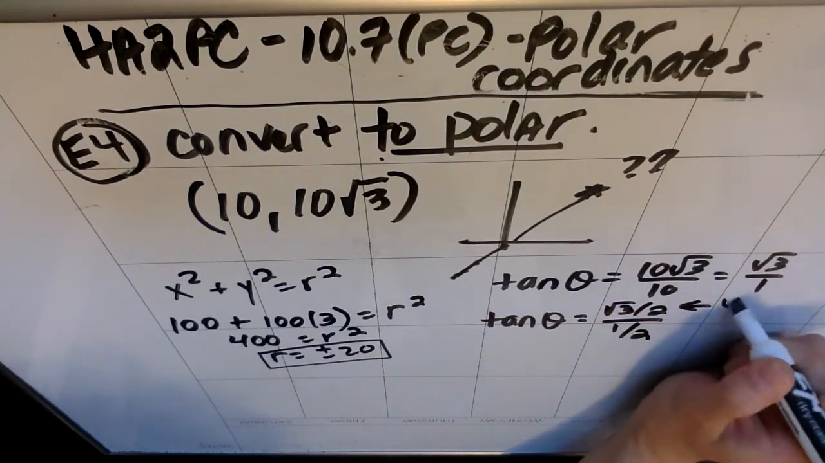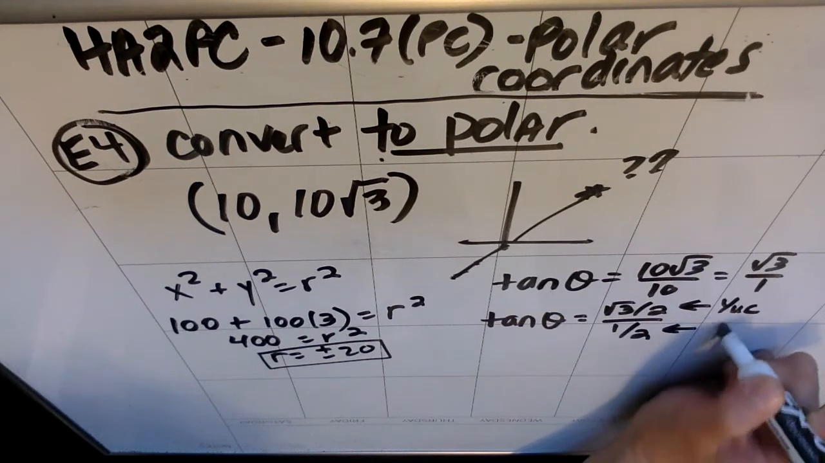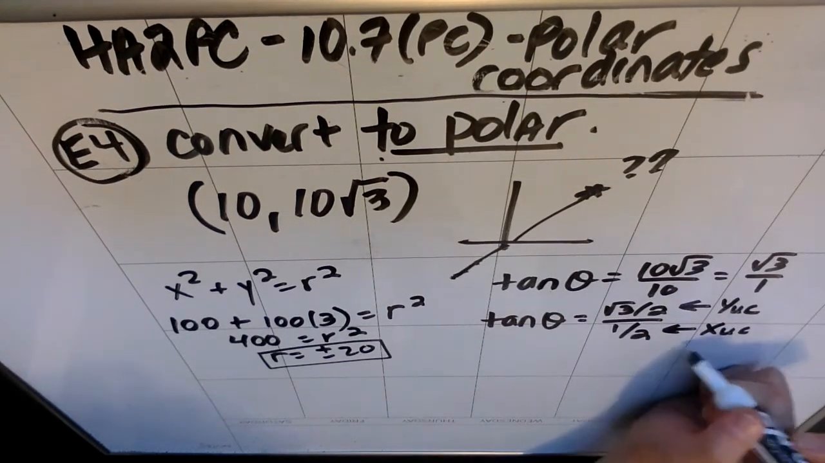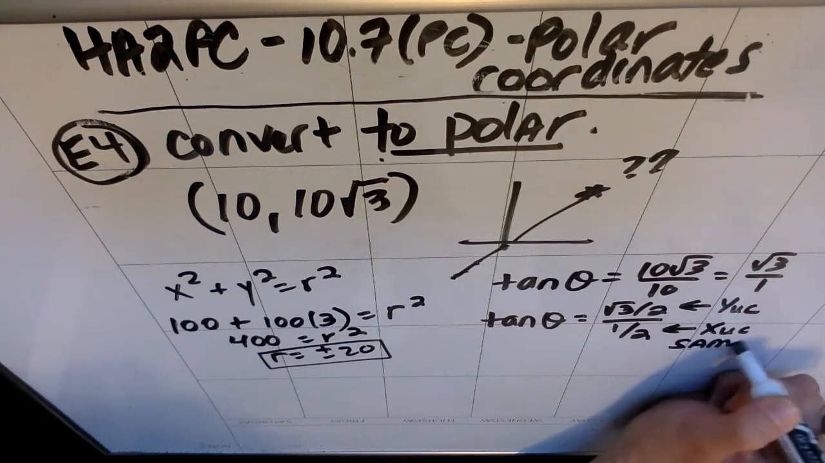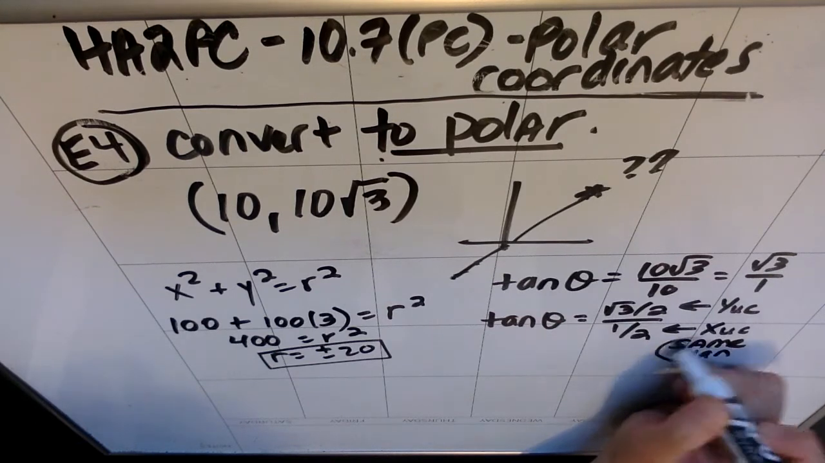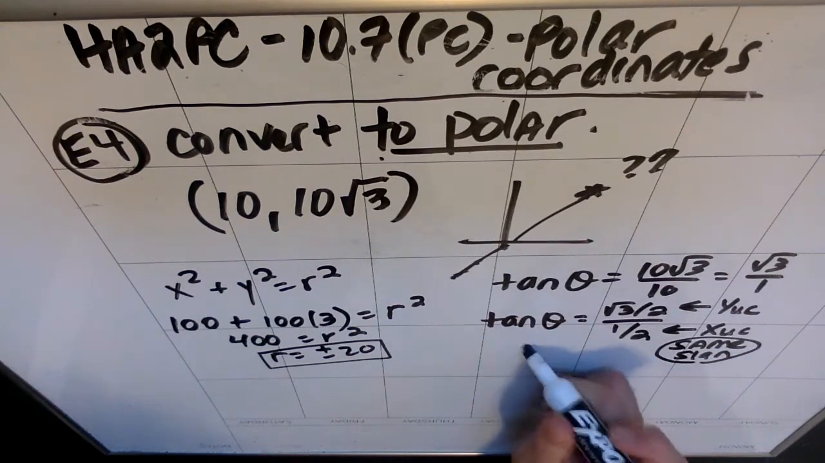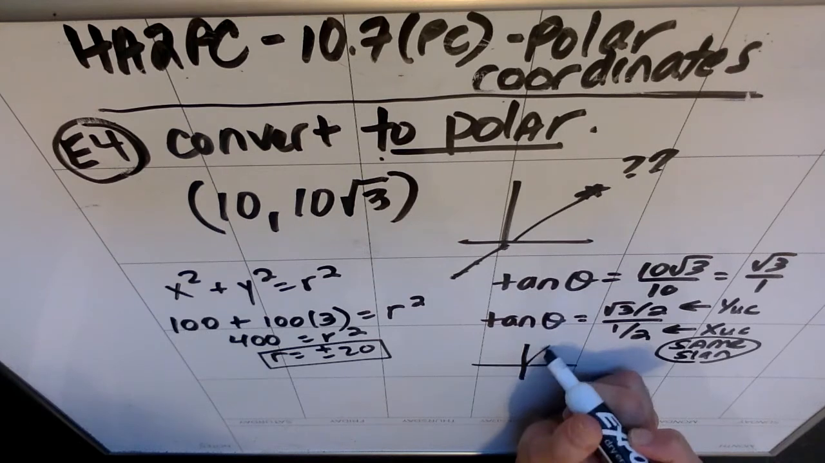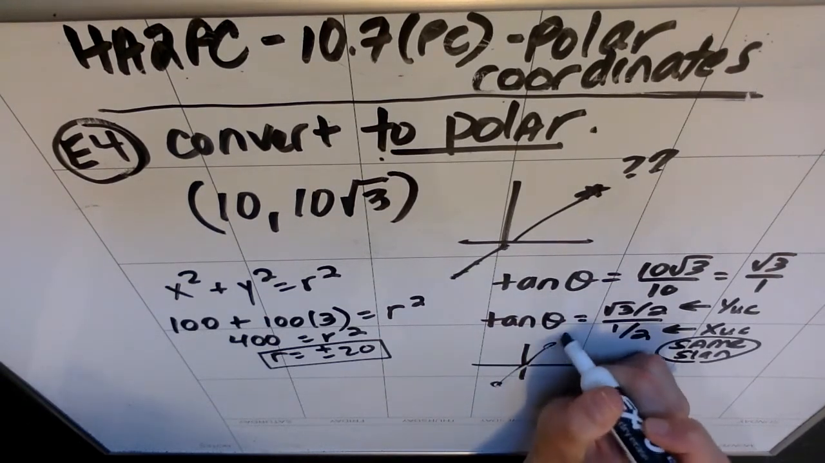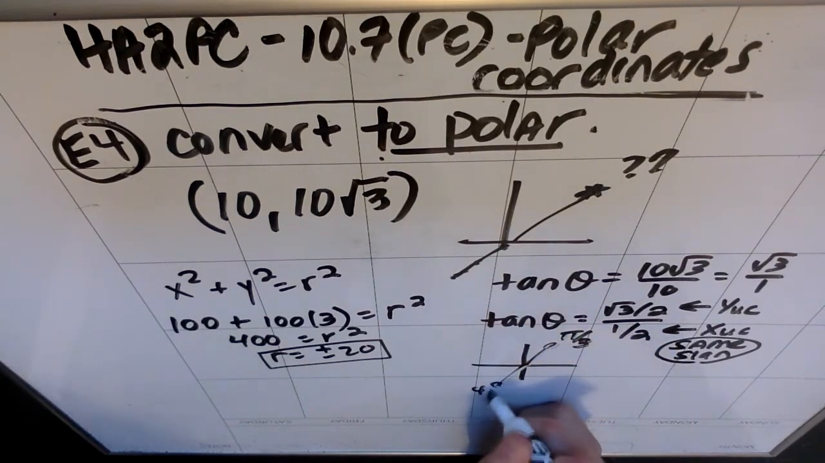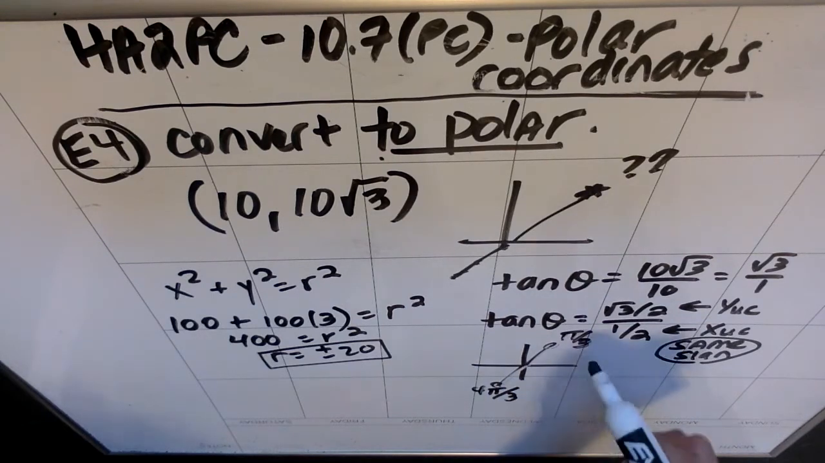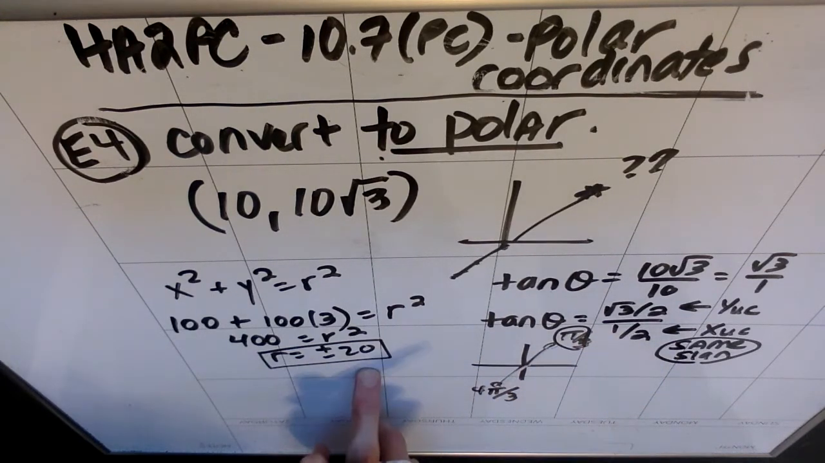So I'm looking for a y on the unit circle that's root 3 over 2, an x on the unit circle that's 1/2, and the same sign. Because the caveat here is they don't have to both be positive. I could pick the negative as well. So that's going to happen here and here, at pi over 3 and 4 pi over 3. So if I pick pi over 3, I'm going to use 20 as the r. If I pick 4 pi over 3, I'm going to use negative 20.